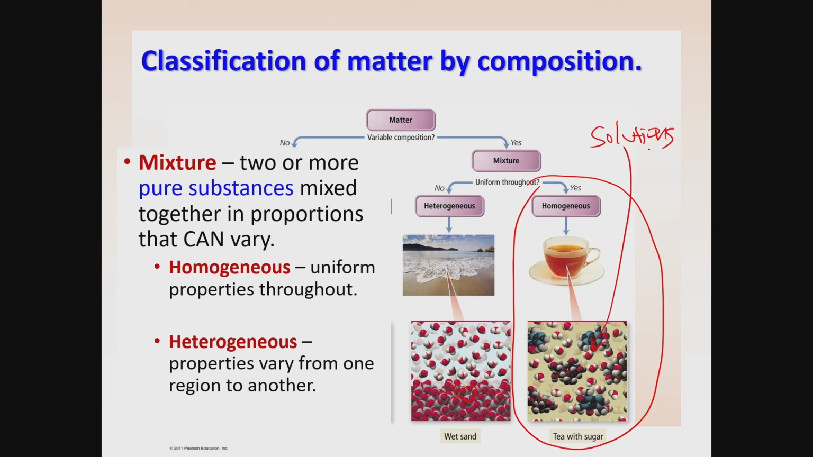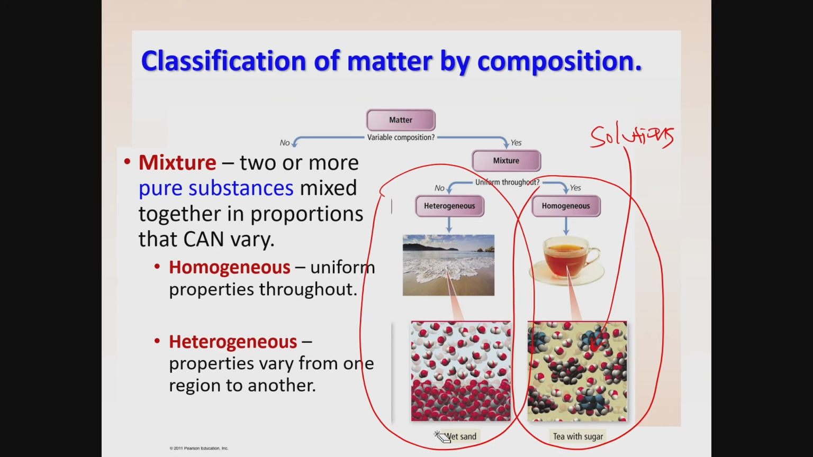Now, there's another kind of mixture, which is on the left side here, called a heterogeneous mixture. A good example of that is if you dump sand into water, and you probably know that the sand will not entirely dissolve in the water. You'll have a little bit of sand that dissolves in the water, but a lot of the sand will not, and will just settle to the bottom of the container.